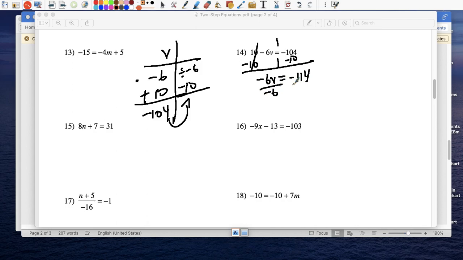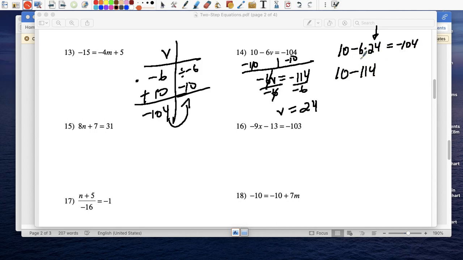Divide both sides by negative 6. Negative and negative is positive 1. And then 114 divided by 6 equals, no idea. Gives me 24. Positive. In the original equation, which I can't see, I'll replace the v with 24. So 10 minus 6 times 24, this is my replacement, equals negative 104. 10 minus, this is negative 114, right? 6 times 24 is negative 114 equals negative 104, and look at that. They equal each other. Good.